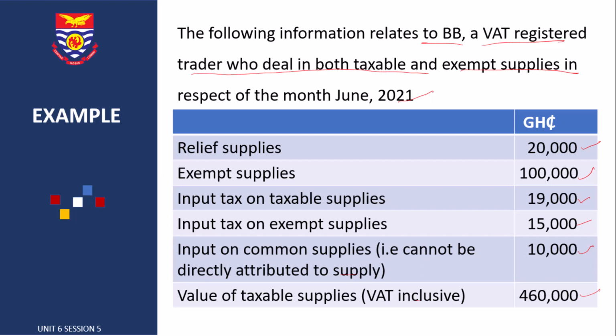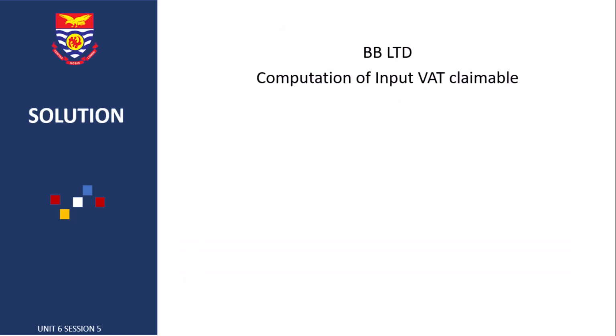I believe we have the question now. Now let us look at the solution. BB Limited computation of input VAT claimable. For this question, we are interested in finding the input tax claimable. So we have to find the portion of input tax on taxable supplies of common supply plus the input tax on the taxable supply to give us the total claimable input tax.